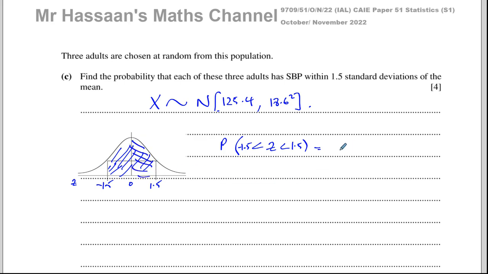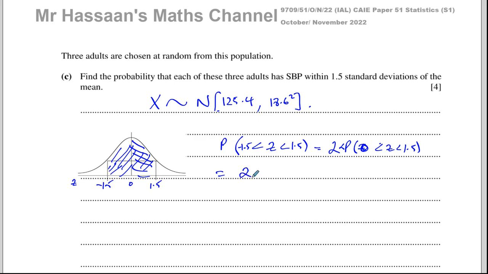This is like finding the probability that Z is between 0 and 1.5, and doubling it. So it's 2 times this area here.